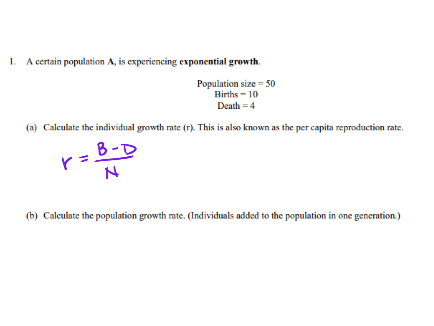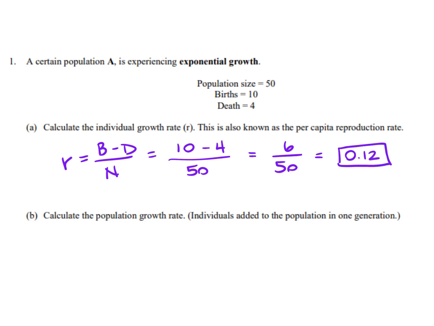So I'm going to take this, and from the top, I'm going to find that the births was 10, the deaths was 4, and my N, or population size, was 50. I'm going to do some math, right? That's going to come to 6 over 50, which is going to give me an R value of 0.12. Since this is a rate, it has no unit.